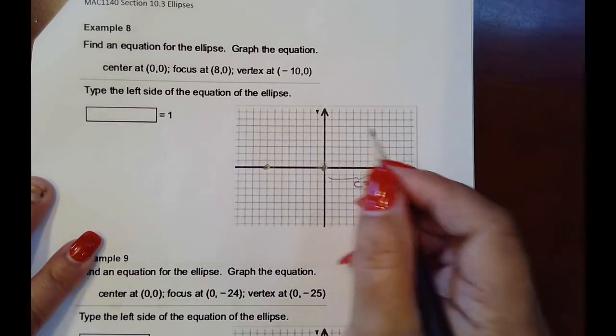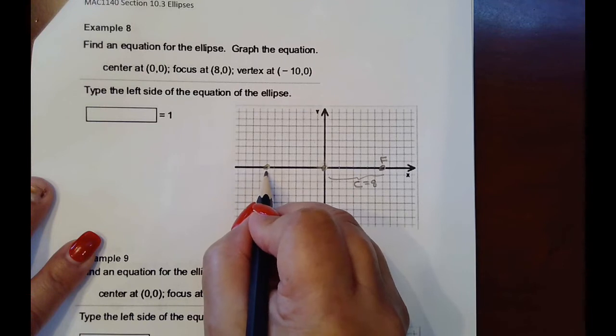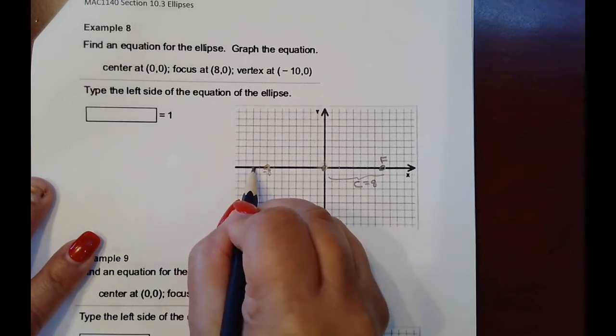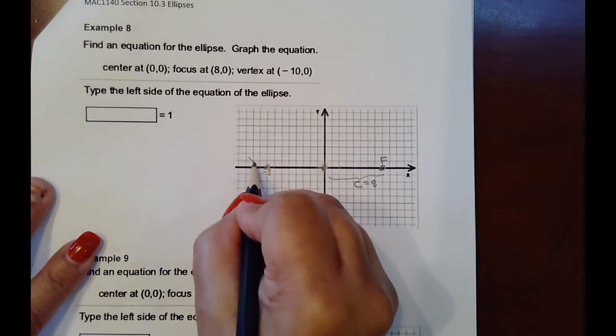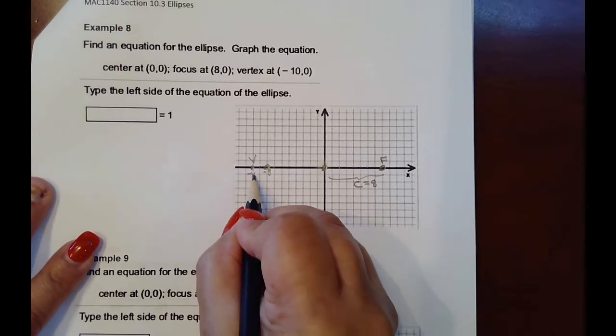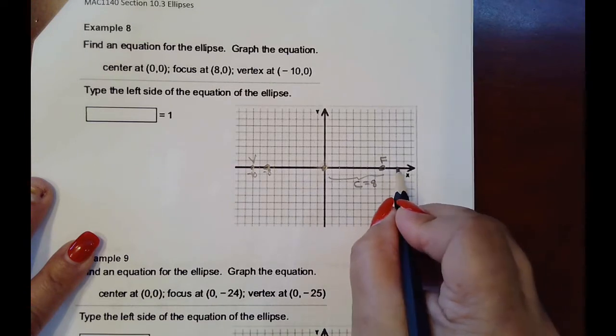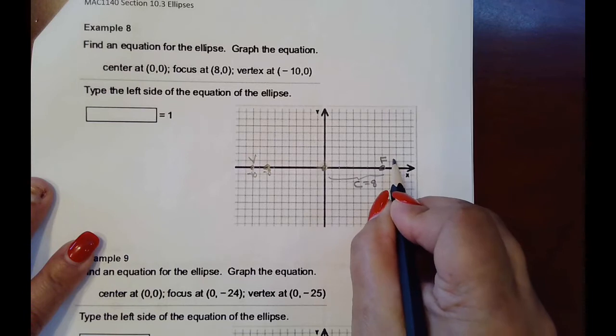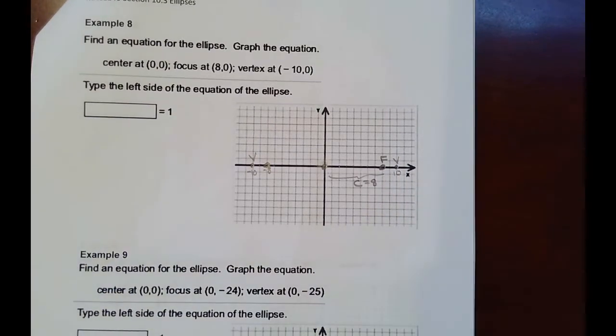We also are given the vertex, which is at negative 10. So if this is at negative 8, this would be negative 10 right here. And therefore you'd have a vertex at positive 10. Okay, give me a second.